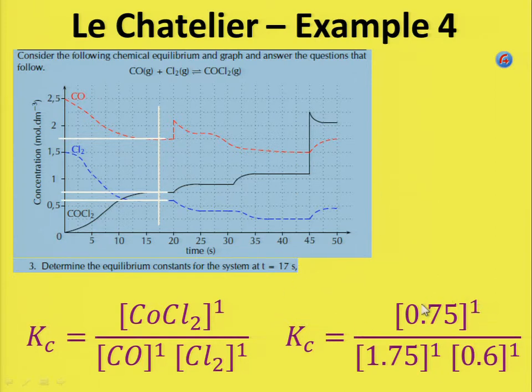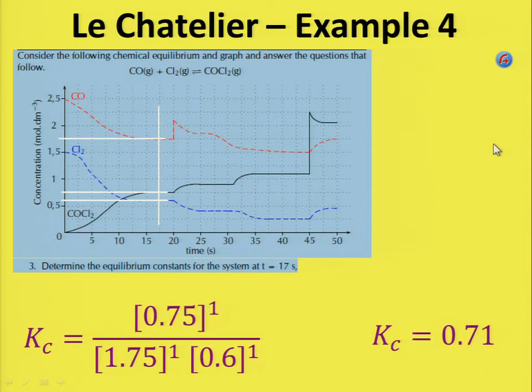So the concentration of CoCl2, that is the black line, would be 0.75. The concentration of CO, which is the red line, would then be 1.75. The concentration of Cl2 is the blue line, and that would be 0.6. So if you calculate Kc, you get 0.71.